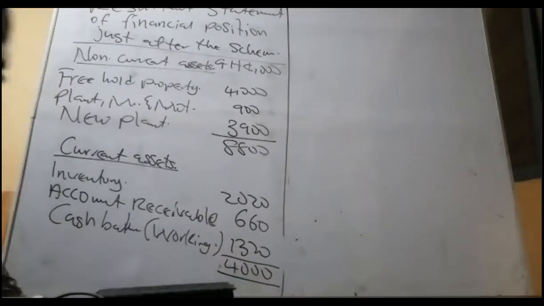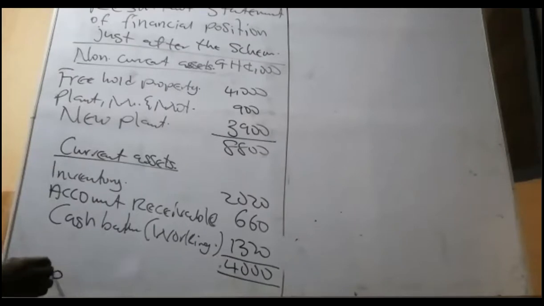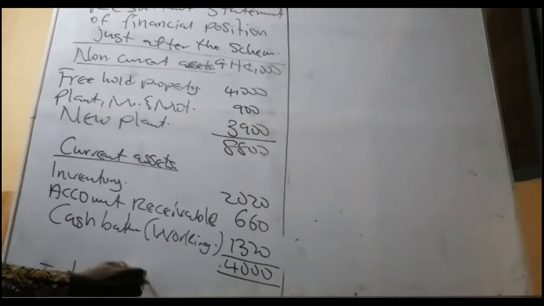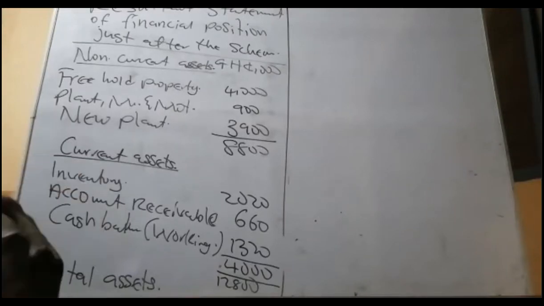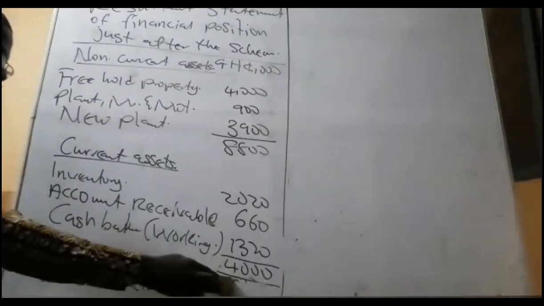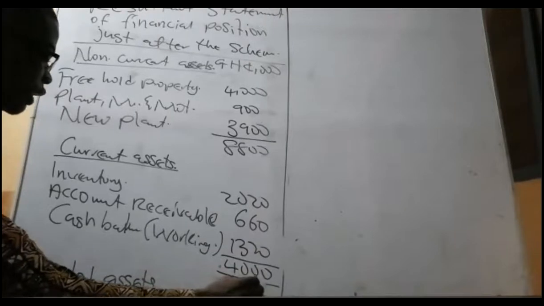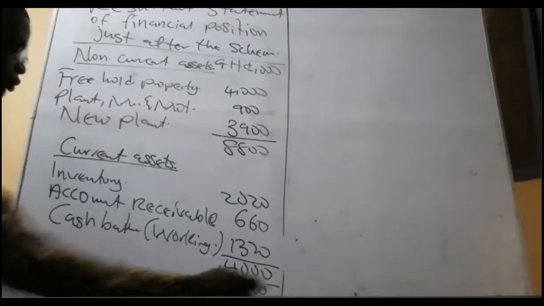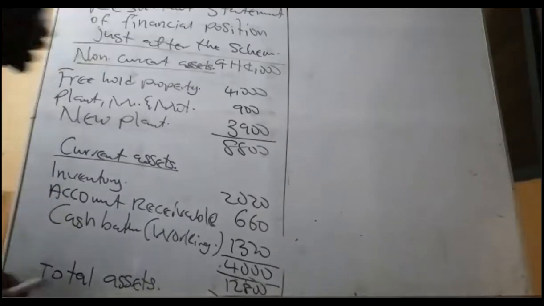4,000. What is the total assets? What will be the total assets? Total assets will be 12,800. That's the current plus what? Non-current. So 12,800. You double underline it. Then you continue again. So let's continue on the other hand.